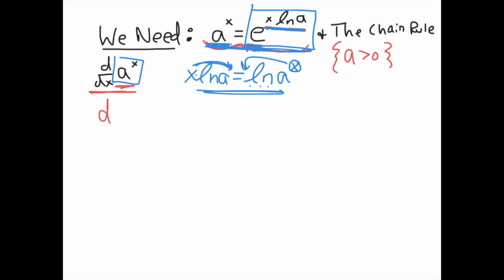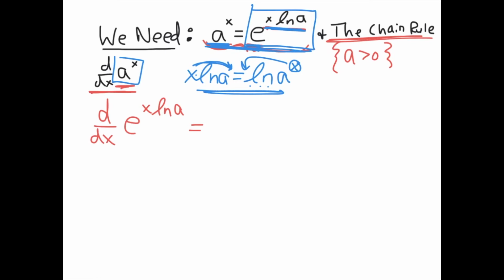So now we've got the derivative of e to the x ln a. Now, that might look worse, but it's actually a lot better, because we already know how to do the derivative of e to a power, right? It's just e to that power, right? The derivative of e to the x is e to the x. So now all we're going to need to do is the chain rule. I like to say that the chain rule is just the derivative of the outside function leaving the inside function alone times the derivative of the inside. So here's what that's going to look like.